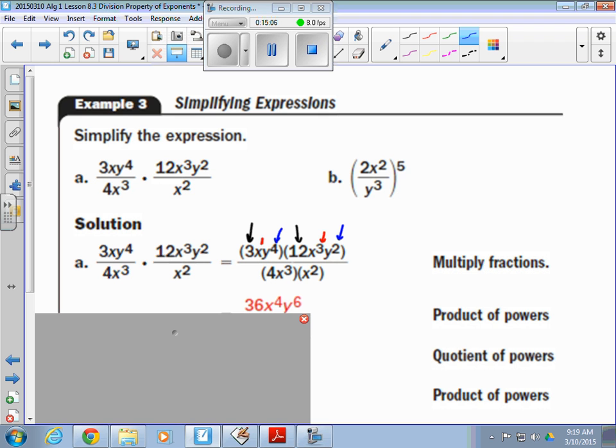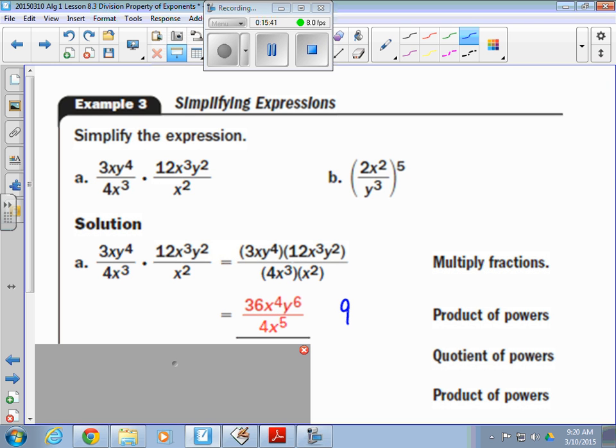Then multiply straight across again. 4 times 1, it's not shown, I'll simply say 4. Then you multiply the same base, x and x again. You add 3 plus 2 to get x to the 5th. So now do your quotient of powers. 36 divided by 4 will give us 9. And you have the same bases, x and x, dividing by each other. Same bases means to subtract, 4 minus 5. So 9, x to the 4 minus 5, y to the 6. I don't think they have that step written.